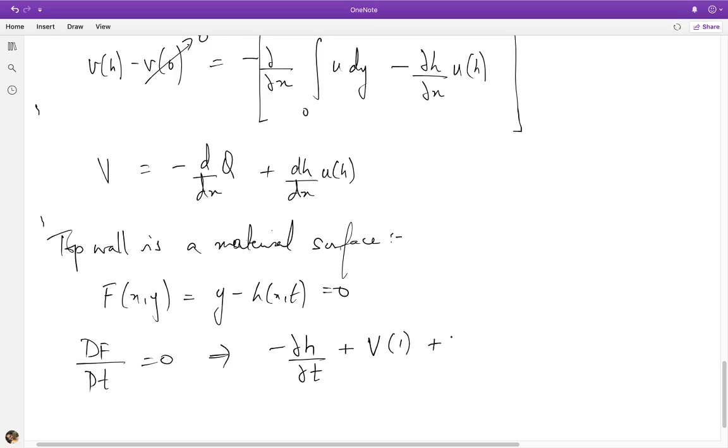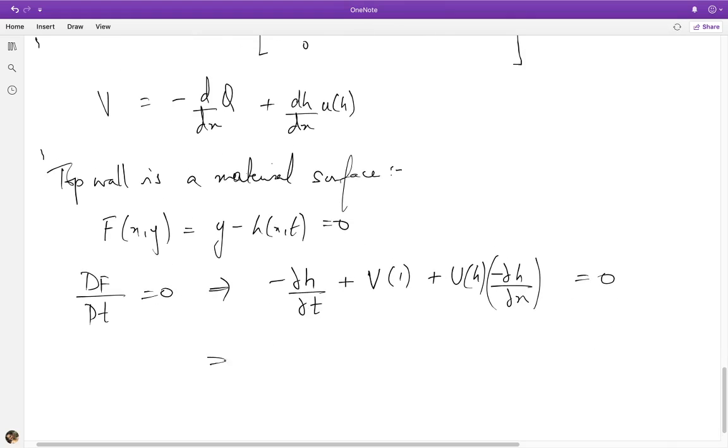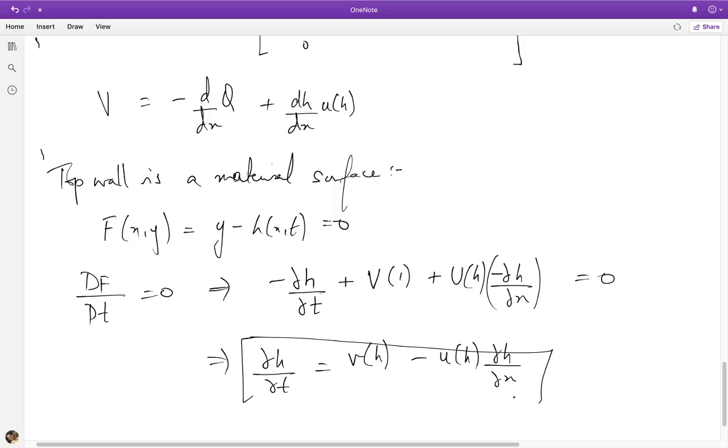and then plus u at the wall times of course ∂h/∂x, and there will be a minus sign sitting right here. So all this must be equal to 0. So this implies that ∂h/∂t in my case is actually, well, to write it in general, v at the wall minus u at the wall ∂h/∂x. So this is a general identity that we can derive even if the wall has vertical and horizontal components.